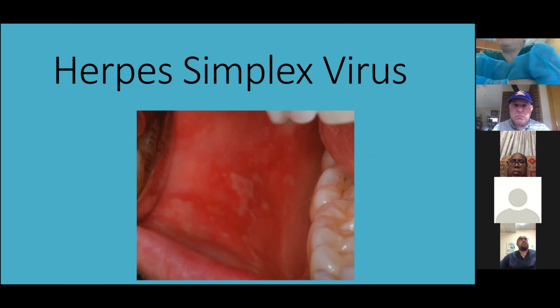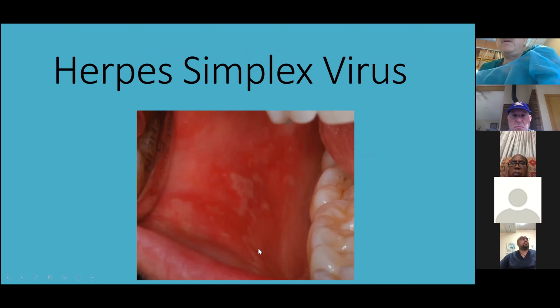Herpes simplex viruses, you can see the flat macular, papular kind of lesions in crops or in clusters, very common, often associated with fevers and a lot of pain. It's also called herpetic gingivostomatitis.